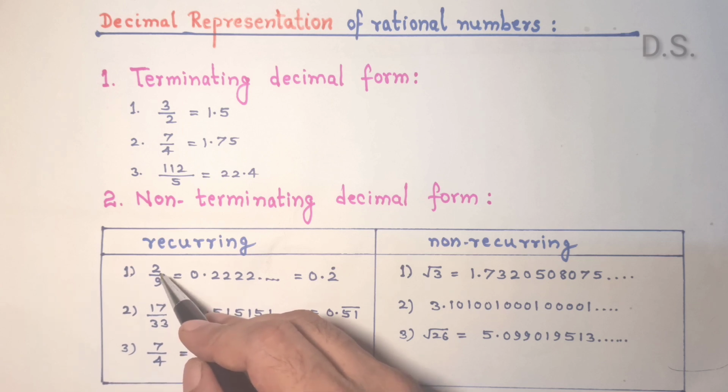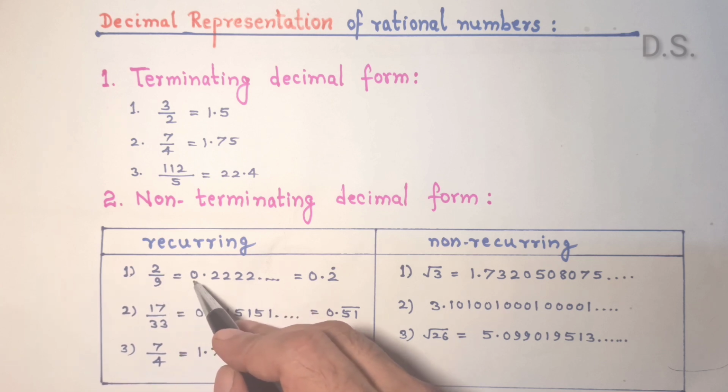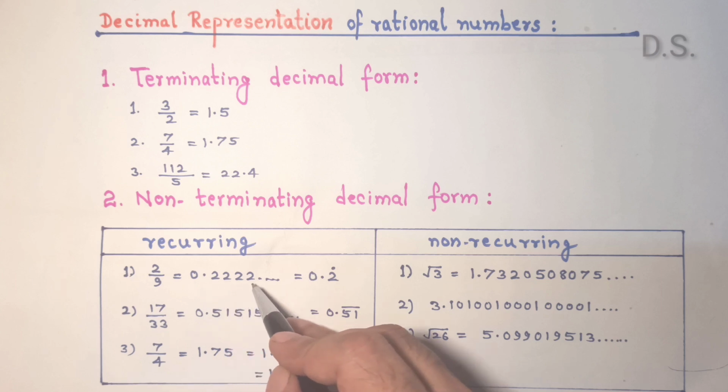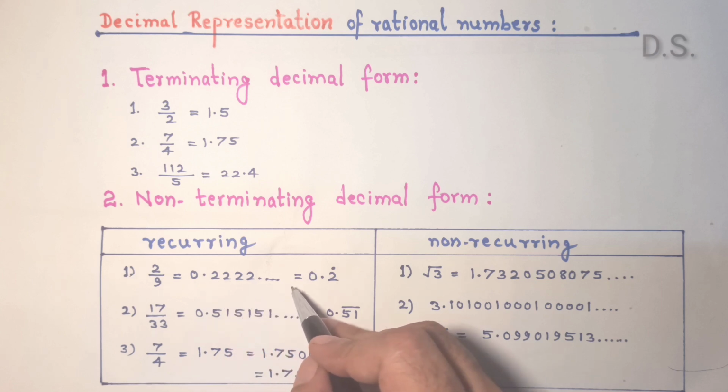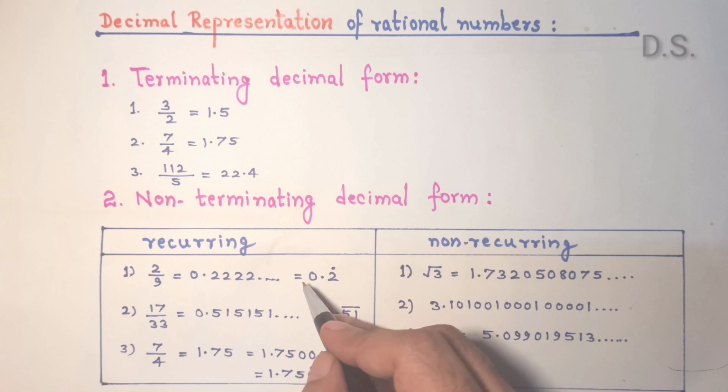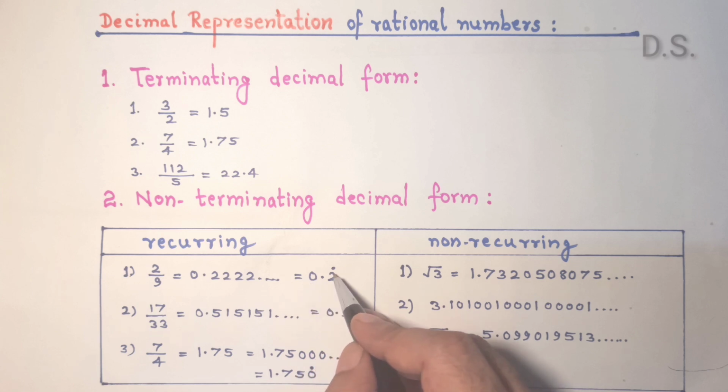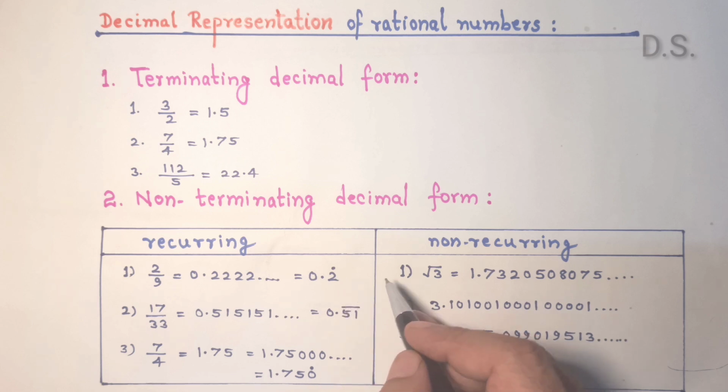When we divide 2 by 9, we get 0.2222 and it continues. So we write it as 0.2 bar. That means one dot here above 2, which shows that 2 comes again and again.